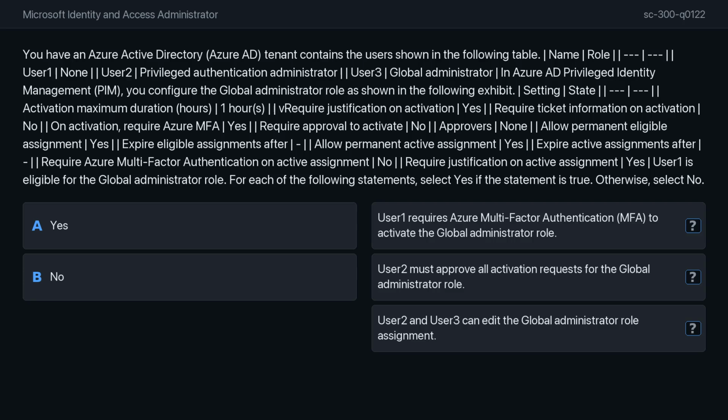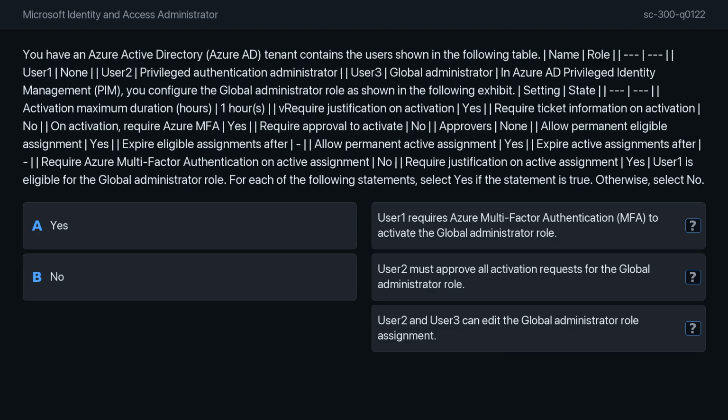You have an Azure Active Directory tenant with specific users. Let us look at the user table. Row 1, User 1, no role. Row 2, User 2, Privileged Authentication Administrator. Row 3, User 3, Global Administrator.